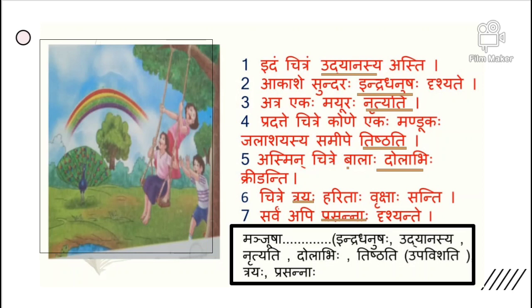Then chitre trayah. The number should be used. Trayah haritah vrikshah santi. Last one is sarve. Here it is written sarvam. That is a spelling mistake. You write it as sarve. Sarve api prasannah drishyante. Prasannah plural, drishyante. So here also plural is used. So all the work is done.